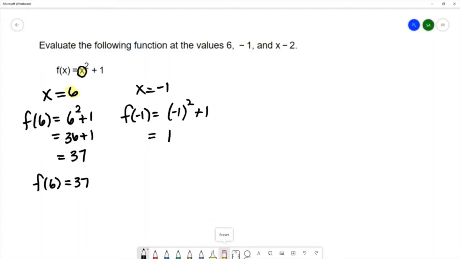-1 squared is a positive 1, and 1 plus 1 is 2. So we found that at x equals -1, our function is 2.